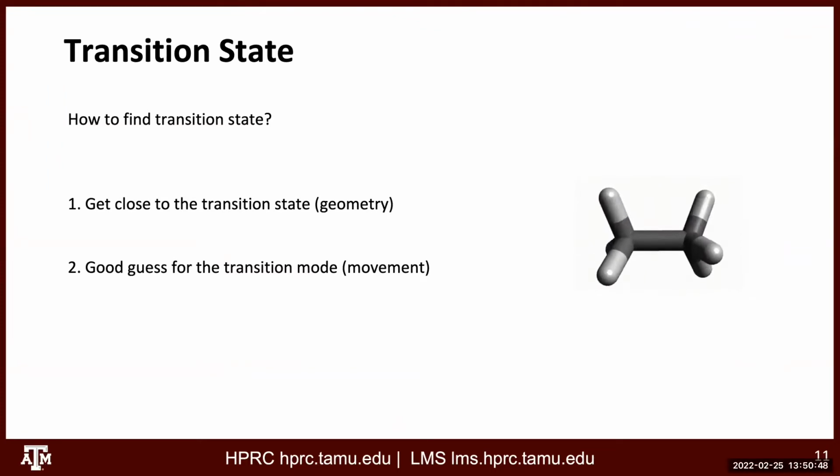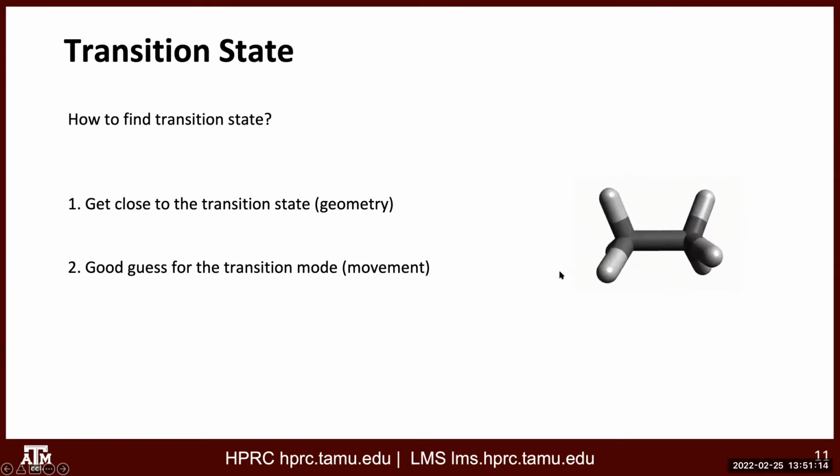So the key point of today is how to find a transition state, because being able to find the transition state will give us a lot of information about the kinetics and how the reaction happens. But how to find a transition state? There are two general tips. One is to get close to the transition state.